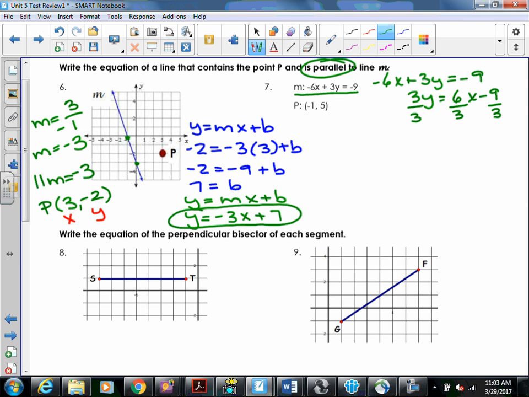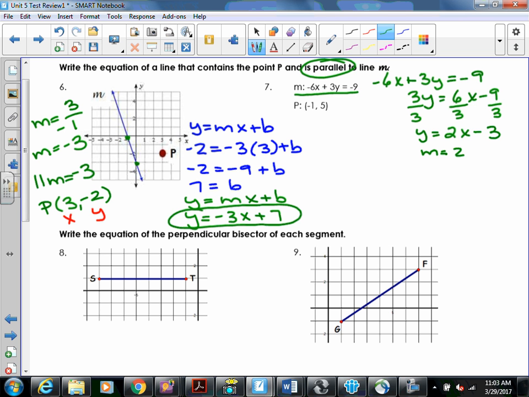Now, when I divide everything by 3, I end up with y equals 2x minus 3. Based on that, it's now in slope-intercept form. What is the slope for that line now? Not 2x, just 2. So your slope here is equal to 2.